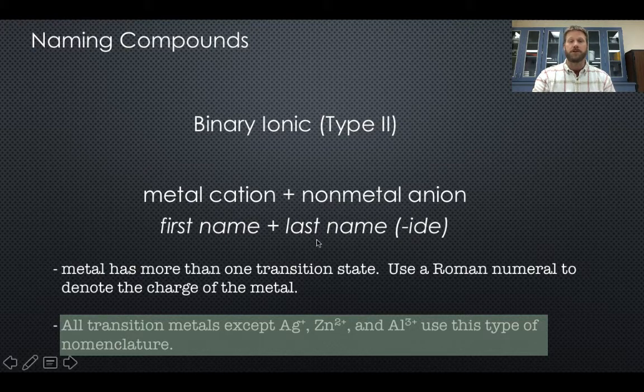There are some exceptions to these naming rules. They are silver, zinc, and aluminum. If you have one of those metals in your ionic compounds, just follow the naming rules for group 1 and 2. So let's look at CuCl.